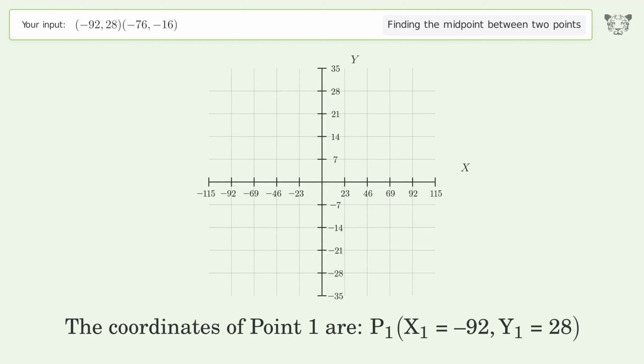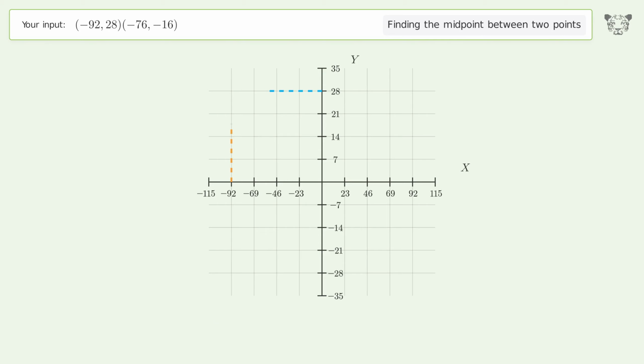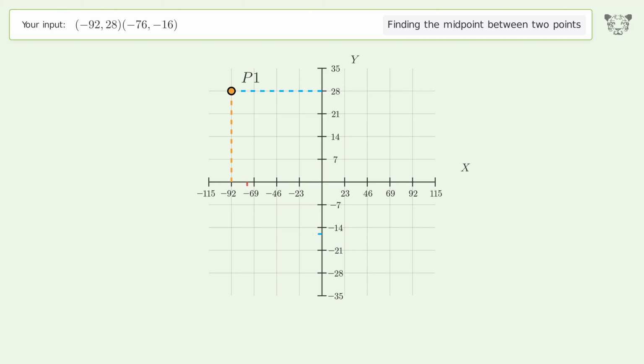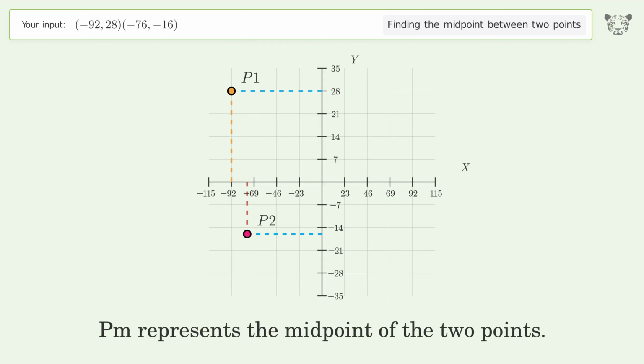The coordinates of point 1 are, x1 equals negative 92, y1 equals 28. The coordinates of point 2 are, x2 equals negative 76, y2 equals negative 16. PM represents the midpoint of the 2 points.